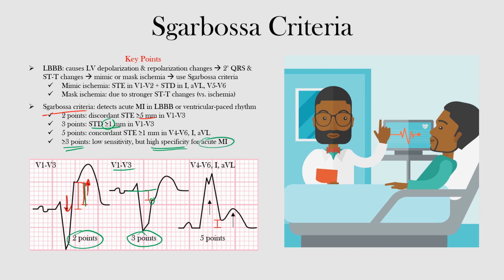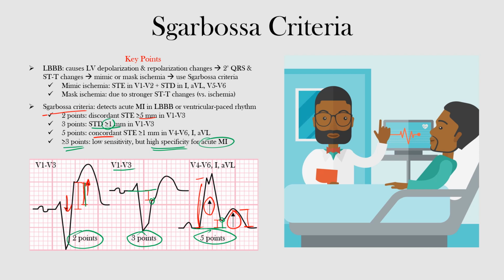Now the last criterion gives 5 points if there's ST elevation of 1 millimeter or greater with concordant QRS complexes in leads V4, V5, V6, lead 1, and/or lead AVL. So now we're looking at concordant changes. So now they're going in the same direction. Notice our arrows here. Our QRS complex, main vector upward. Same thing with our T wave. We also said that there has to be ST elevation of at least 1 millimeter. So here's our J point, our baseline here, and that's at least 1 millimeter or one small box. So that gets 5 points. All right, so that's a great criteria, and that would already put us over the top.